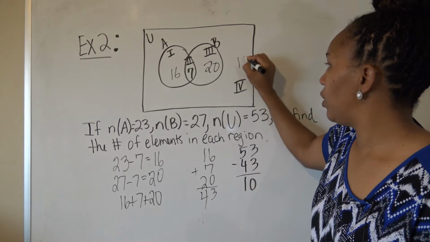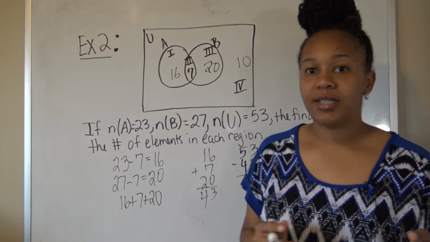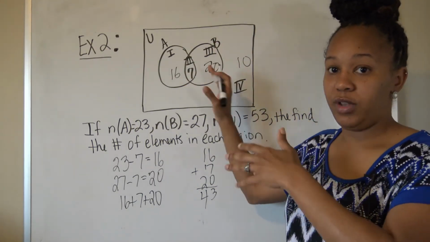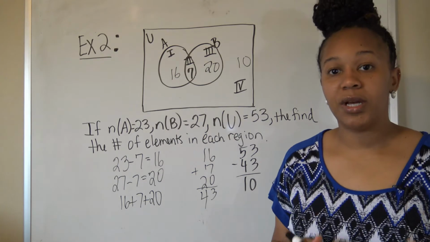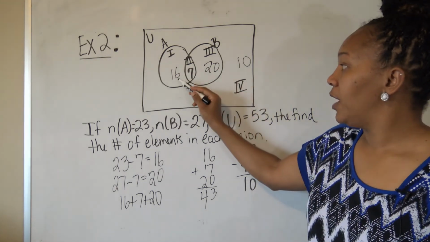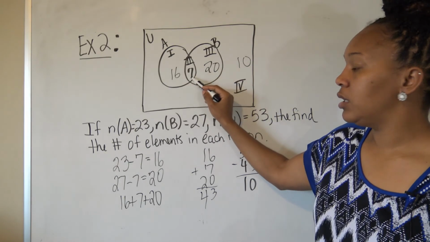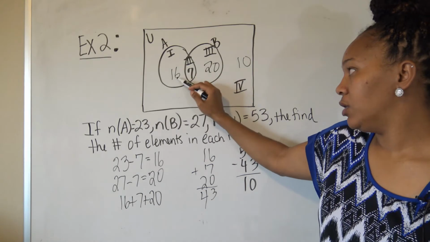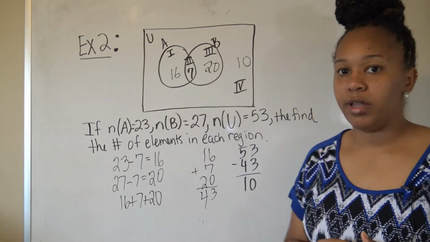So that lets me know there are 10 elements in this outside region, and that's because all of these numbers in this Venn diagram should add up to 53 because that's the number of elements in the Venn diagram. So that's how you will find the missing regions. Start with the innermost section, which is already given in this case, and then work your way out. So figure out how many goes here, how many goes here, and then how many goes on the outside region.